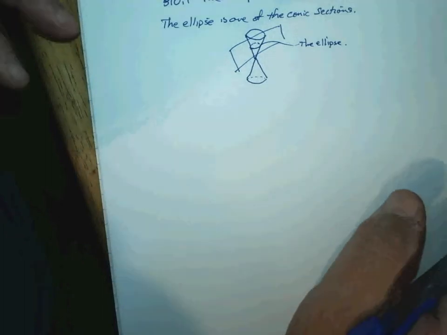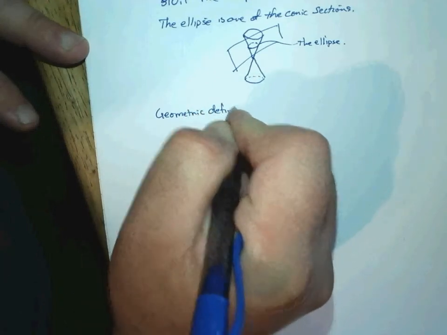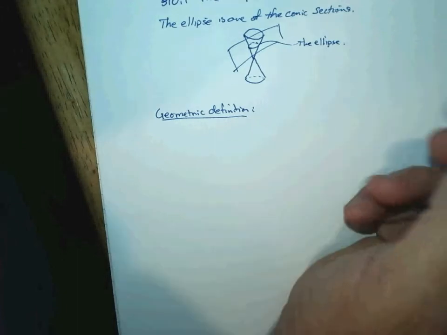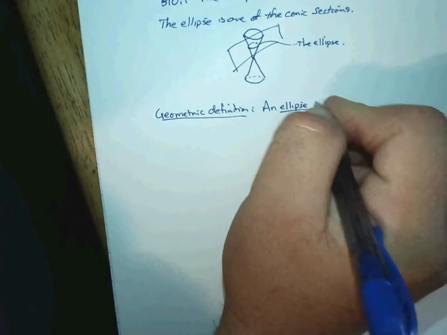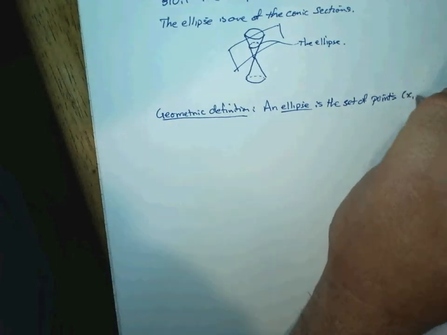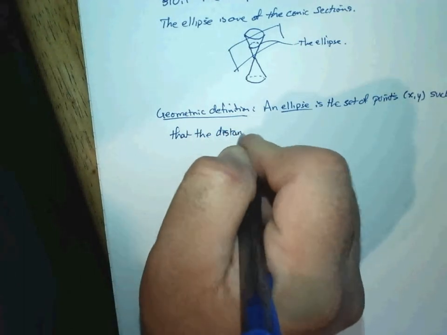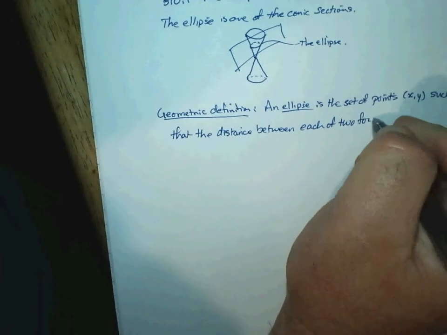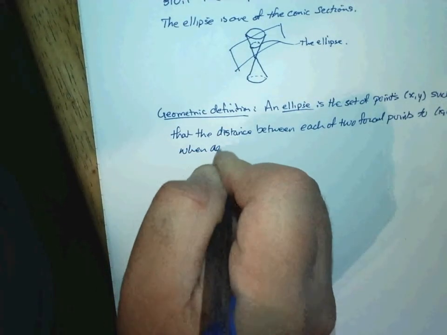Now, in terms of actually defining the conic section, we have a geometric definition. So we think of this as sort of a constructive definition of how you would actually create an ellipse. For example, if you wanted to cut an ellipse out of a sheet of plywood, this is how you would do it. You'd use this definition. An ellipse is the set of points xy, meaning points in a plane, such that the distance between each of two what are called focal points and xy, when added, is constant.